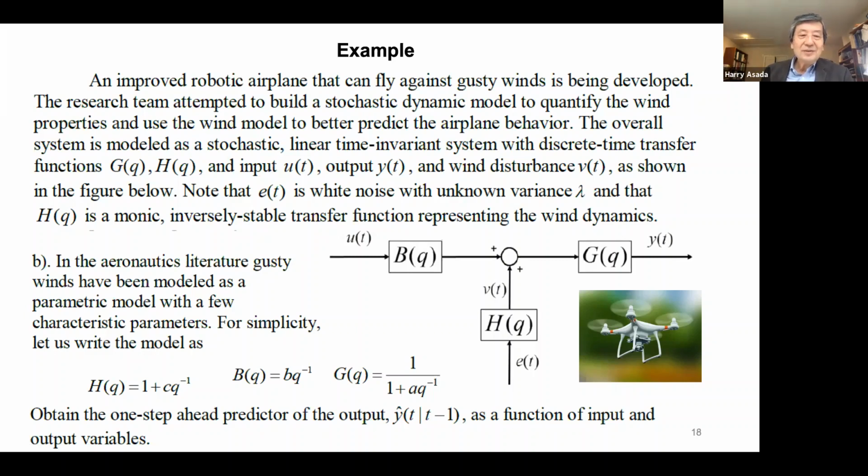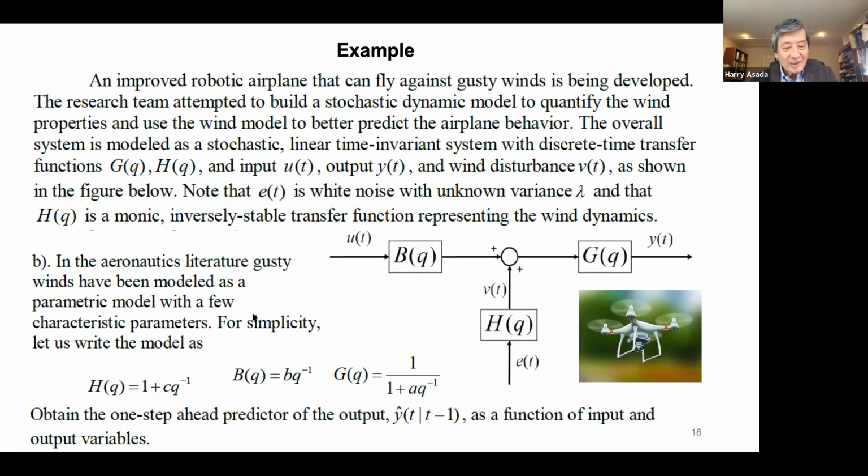The overall system is modeled as a stochastic linear time invariant system with a discrete time transfer function G(q), H(q), and input u(t) and output y(t), and the wind disturbance is basically colored, v(t). And e(t) is actually white noise. And we assume H(q) is monic. First, in the aeronautics literature, gusty winds have been modeled in many ways. There are many parametric models being suggested. It's important for safe aviation of airplanes.